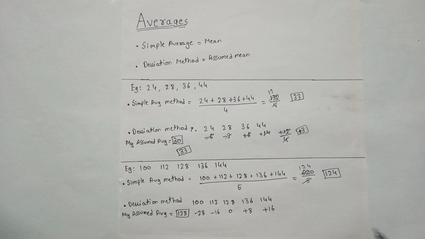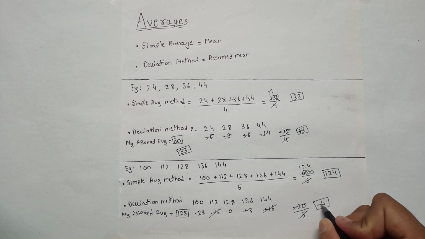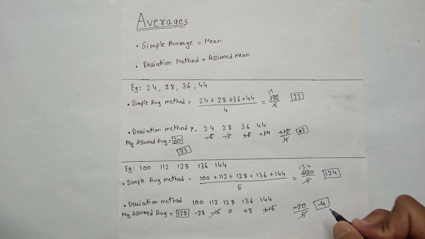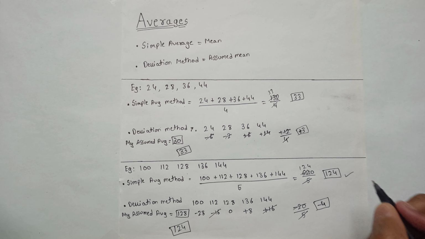Now we have to calculate the net. Minus 16 plus 16 will get cancelled out, and minus 28 and plus 8 will give us the net as minus 20. We have to divide this minus 20 by the total numbers, which is 5: 1, 2, 3, 4, 5. So the net we got is minus 4. I have to subtract this 4 from my assumed average. My assumed average was 128, so 128 minus 4 will give me 124, which is the same average we got through the simple average method.